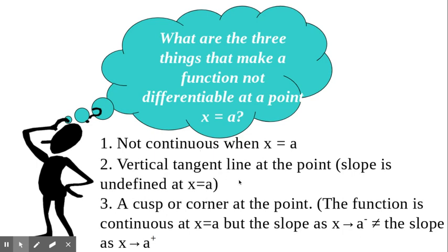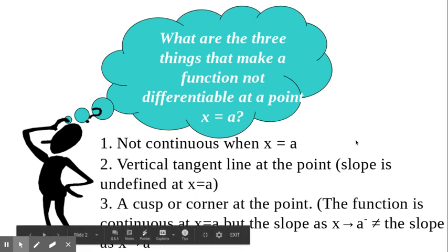The second case where a function is not differentiable is if there's a vertical tangent line at this point, not a vertical asymptote, that's a discontinuity. But a vertical tangent line would be a point where it's not differentiable because the derivative is the slope of the tangent line. And if you have a vertical tangent line, we've learned in the past that the slope of a vertical line is undefined. So the function could be continuous, but there's a vertical tangent line, that means the slope is undefined, so the function does not have a derivative at x equals a.